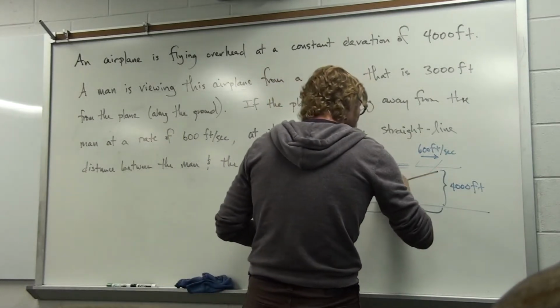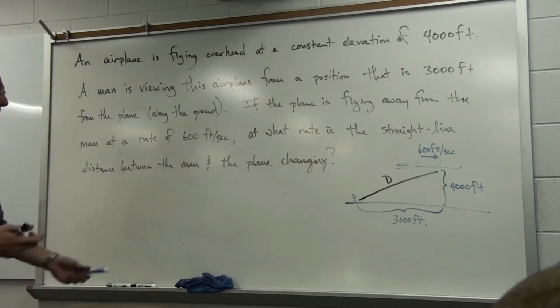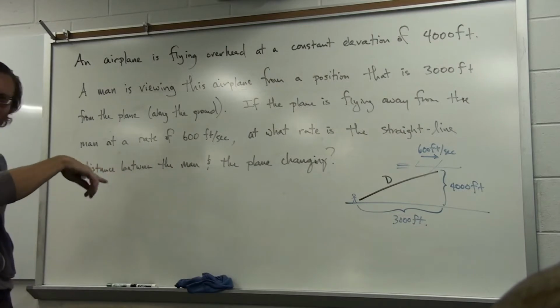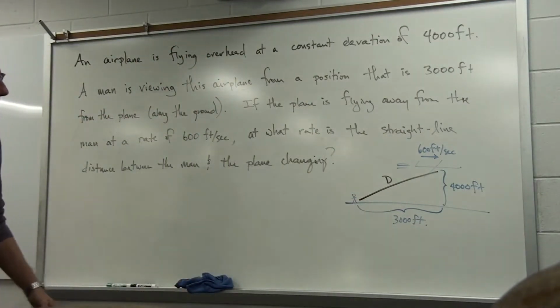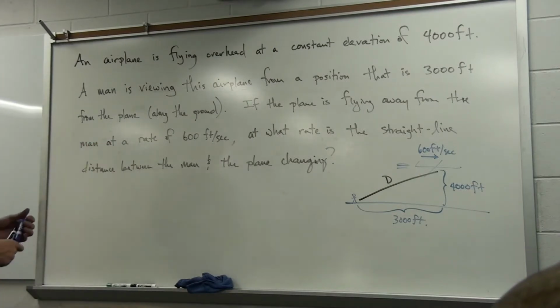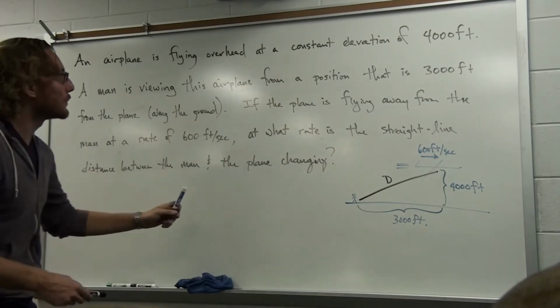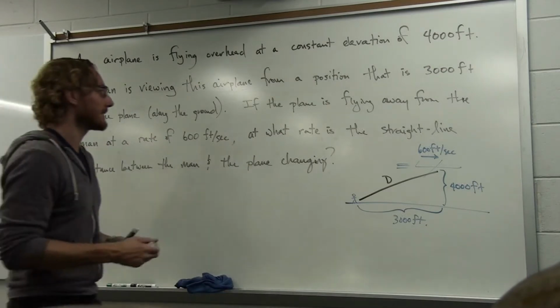So that straight line distance is here. Let's use D for that straight line distance. I'll use a capital D, because we're going to get little d's from derivatives, so I'm going to use a capital D to distinguish that. But the long story short is, now we have a description of the situation, and what we're trying to do is find the rate at which this straight line distance is changing.